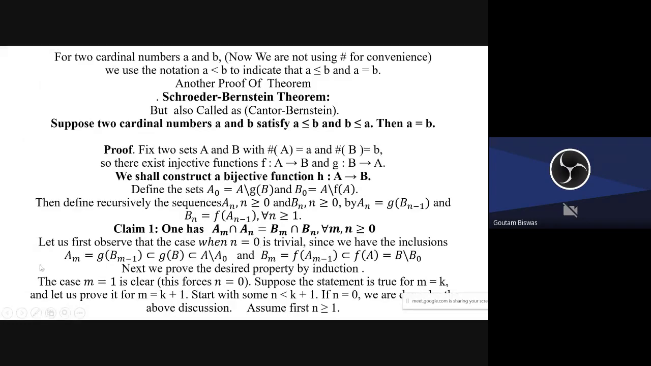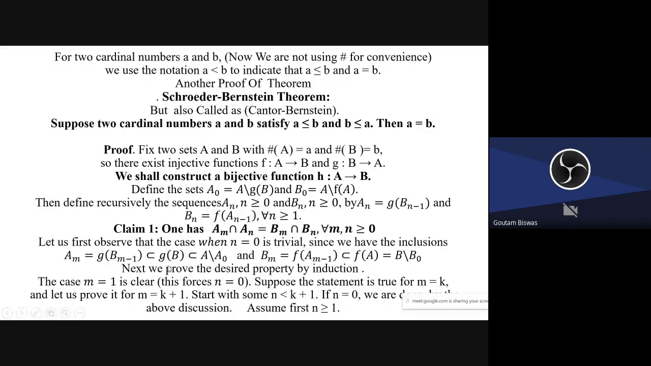Since we have the inclusions, what is inclusions? Inclusions mean inclusive relations. Am is equal to this set, am is equal to one index down. Bn is equal to this and An is equal to this, one index down. So here GBm minus 1, and GBm minus 1 is contained in GB.